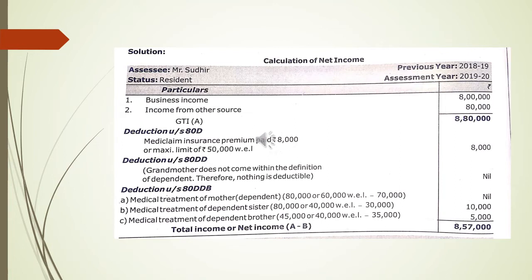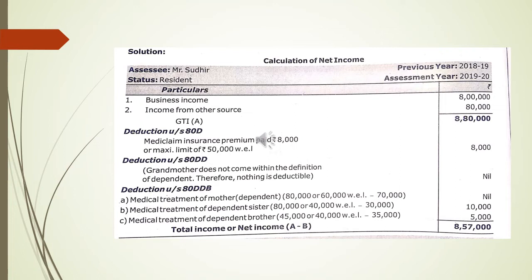Then the last one, expenditure on medical treatment of his brother, who is suffering from a special disease. He is treated in a recognized hospital. So 45,000 has been spent, and as per income tax rules you are eligible to claim 40,000 and 35,000 is what you have received from the insurance company. So the difference is only 5,000 that you can claim for deductions.